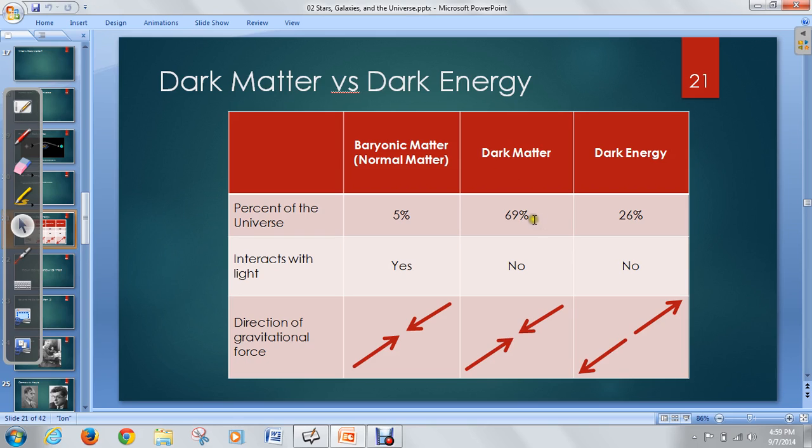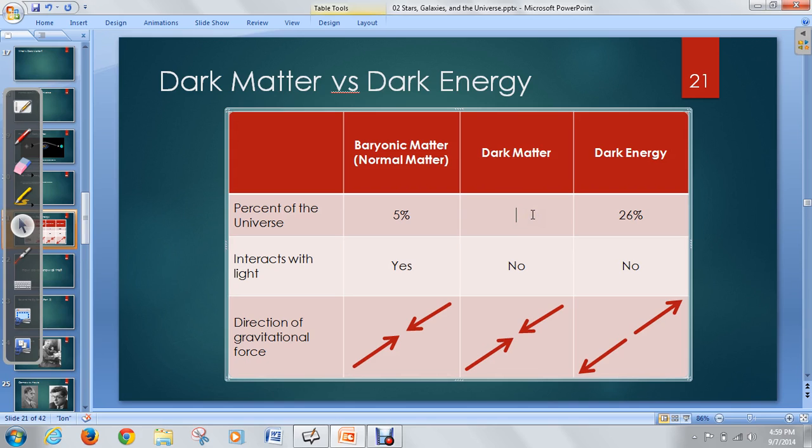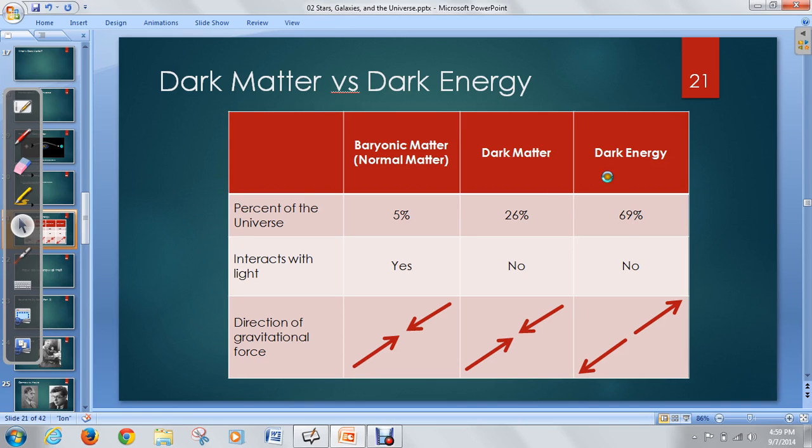It makes up 69% of the known... Oh, oops, that's a typo. Sorry. This makes up 26%. And this makes up 69. Sorry about that. So, dark matter makes up 26% of the known universe. It does not interact with light, and its gravity is towards the object. And then there's dark energy, which makes up 69% of the universe, does not interact with light, and moves away from the object.